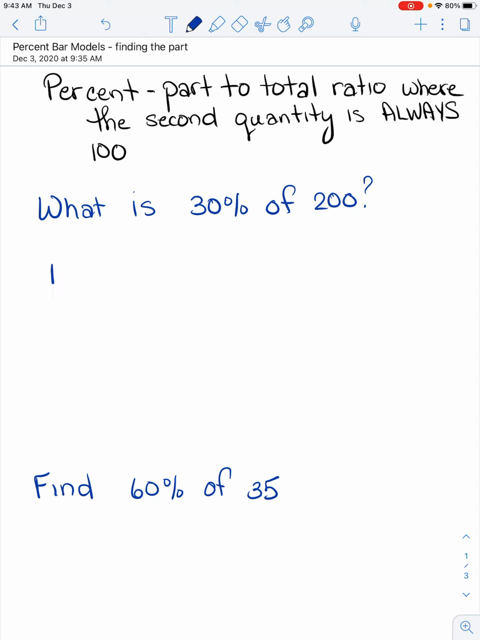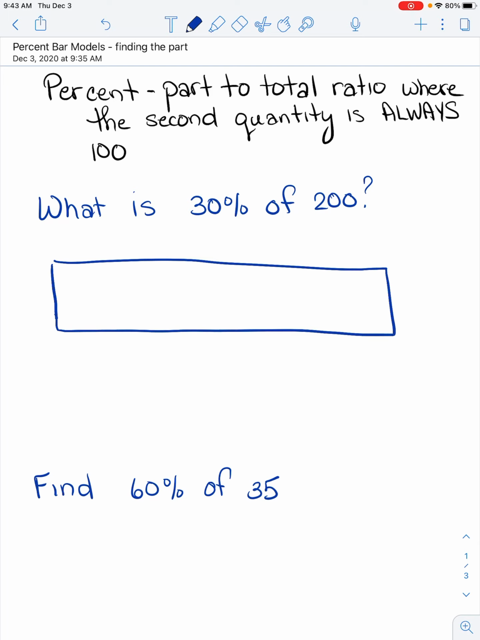So what we're going to do is draw our bar model, which is nothing more than a long rectangle, and we're going to label this by percent and by the number. So we know that the whole thing is 100%. And in this case, which is the default, we're going to divide our rectangle into pieces that are each 10%. And so to get to 100%, we would need 10 little pieces. So let's do that.